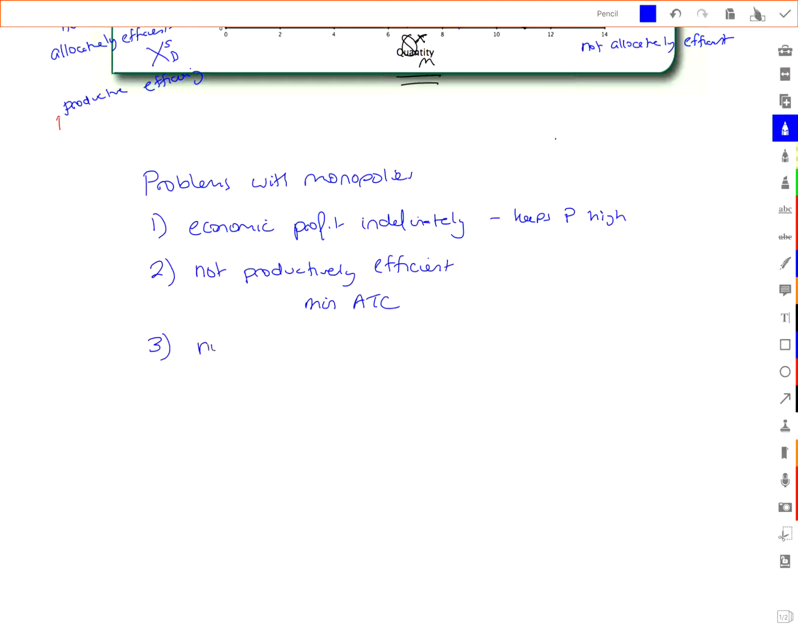Monopolies are not allocatively efficient. You're allocatively efficient if you're using your scarce resources to produce what customers want the most. That is, the business is producing until the price is equal to marginal cost, and we're producing as much as the customers want, where demand and supply intersect.